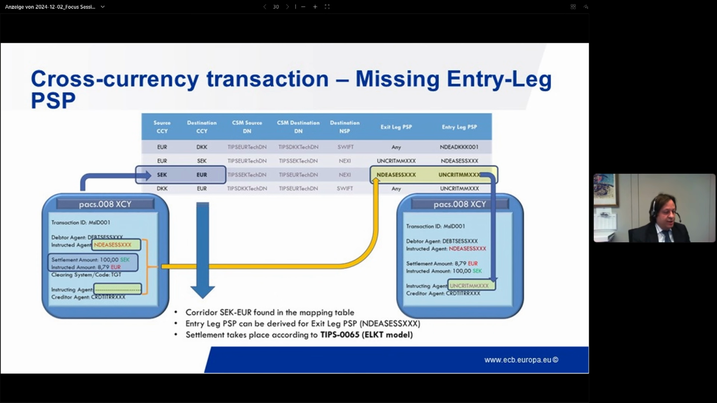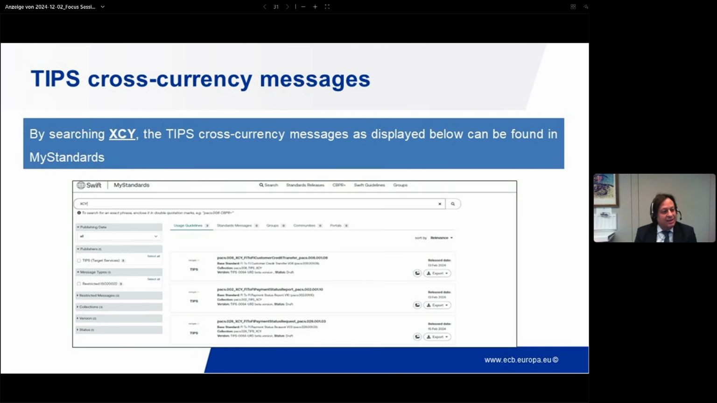I think we reach with the next slide the end of my presentation, and I just wanted to convey the message that in general, for TIPS, for any release we publish, besides the user detail functional specification, also all the XSDs, the schema definitions for the XMLs, into MyStandards repository. And for cross-currency, we made even an exception. So we anticipated a bit the publication of those messages.